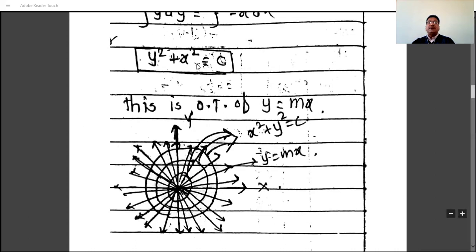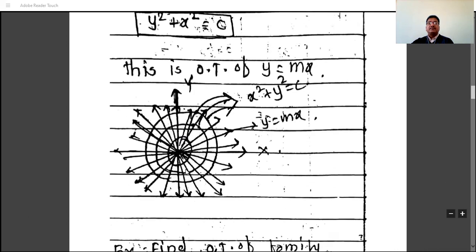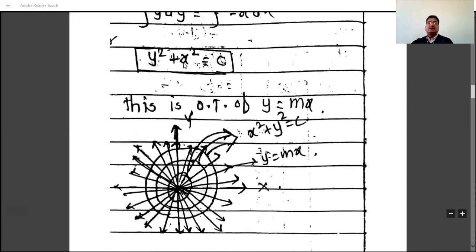So x square plus y square is equal to c is the family of circles with center 0 0 and of different radius. Suppose 1 is the radius, 2 is the radius. In this figure, these circles are the family of curves x square plus y square is equal to c. So this family, x square plus y square is equal to c, is the orthogonal trajectories of the family y is equal to mx.